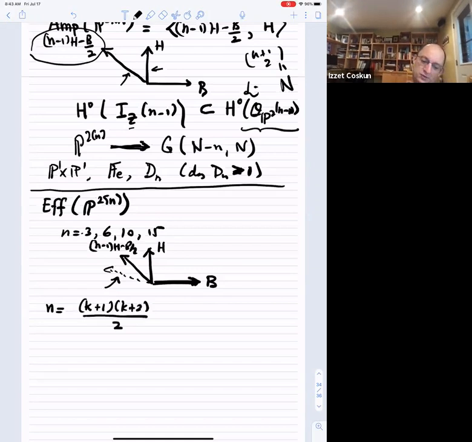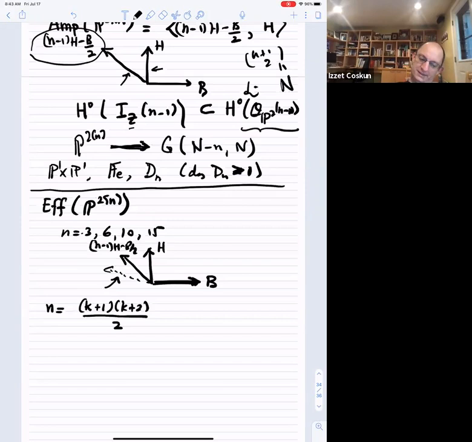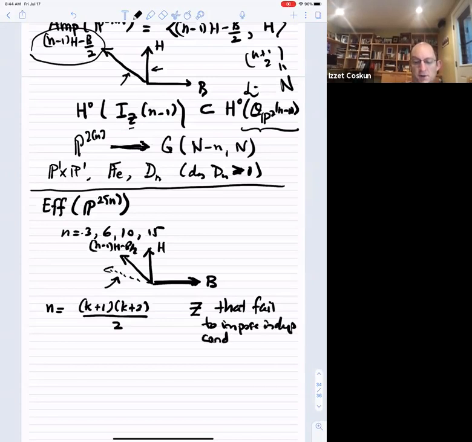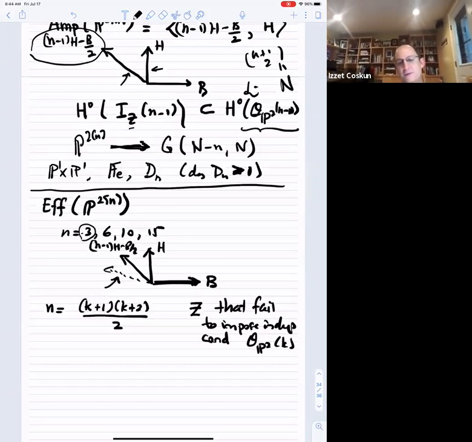All right, so when k is 1 it is 3, when k is 2 it is 6, and so on and so forth. Then what we saw is that the extremal effective rate was given by Z that fail to impose independent conditions on O_P2(k). In other words, if you have 3 points that fail to impose independent conditions on O(1), of course, the pedestrian way of explaining that is that the 3 points are collinear, right?